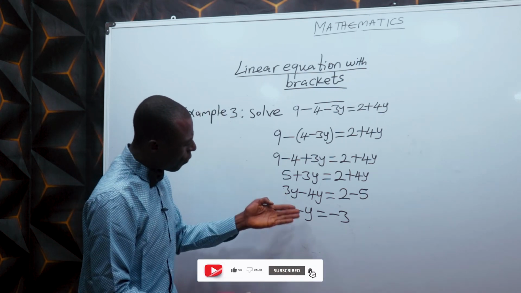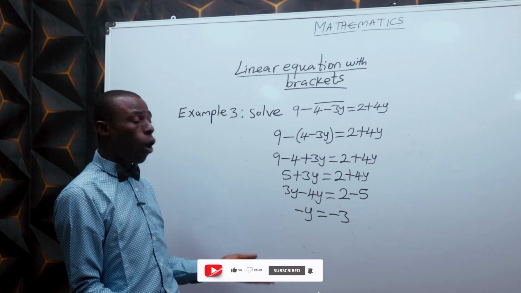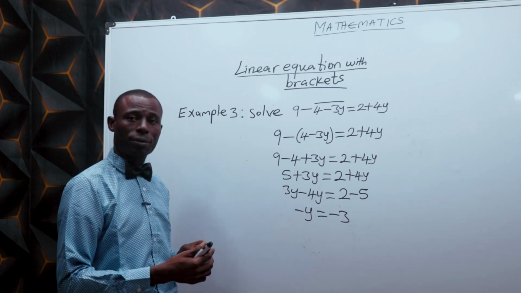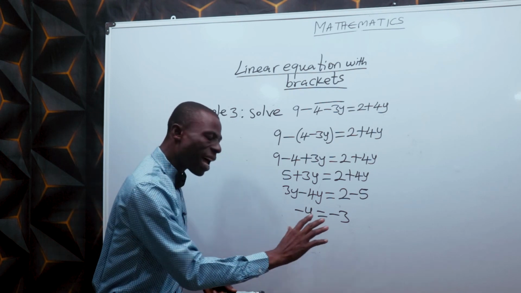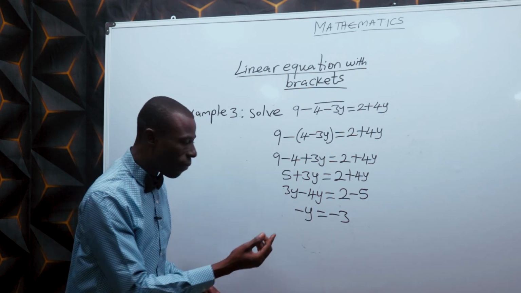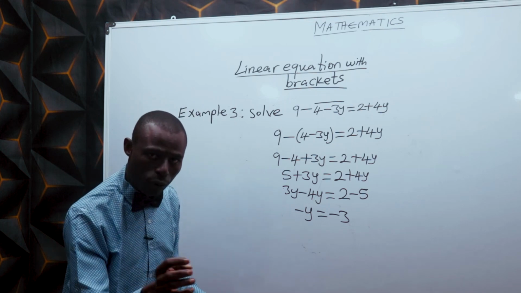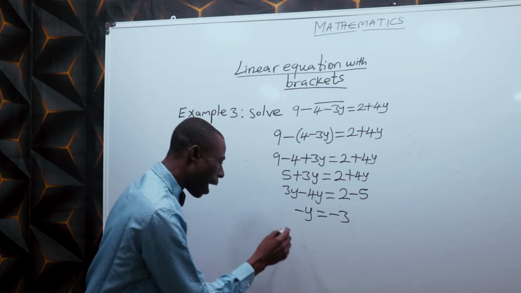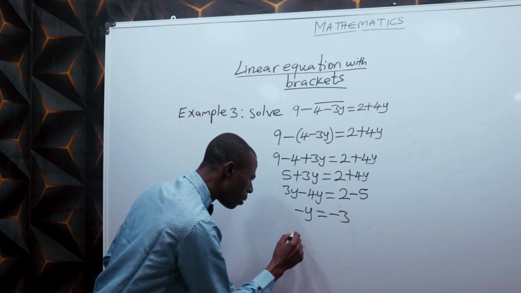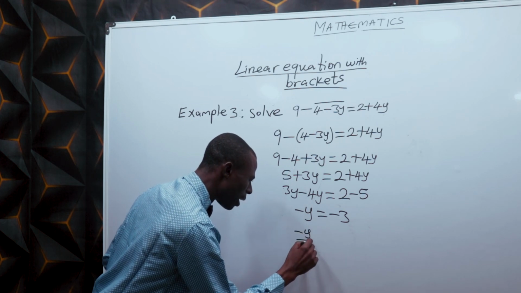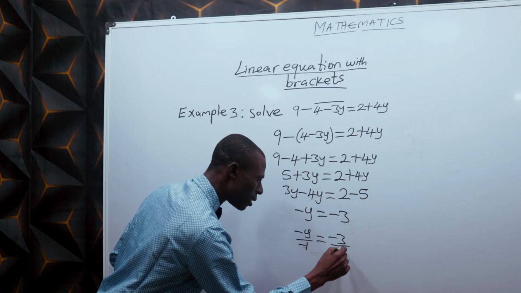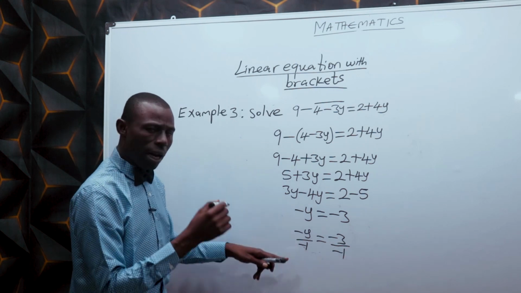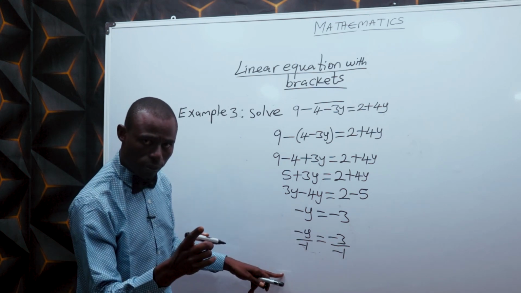Now, the actual value of y is not yet discovered until we clear this negative sign. And how do we do that? It's either you multiply both sides by -1 or divide both sides by -1, whichever way you want. I divide both sides by -1. Negative y divided by -1 is equal to -3 divided by -1. Negative divided by negative becomes positive.